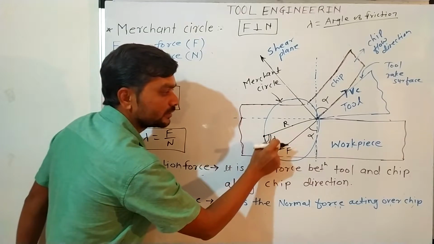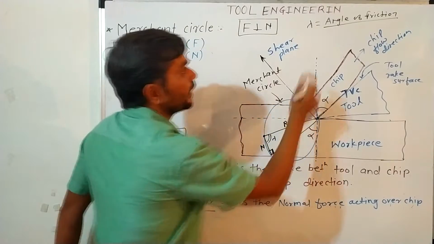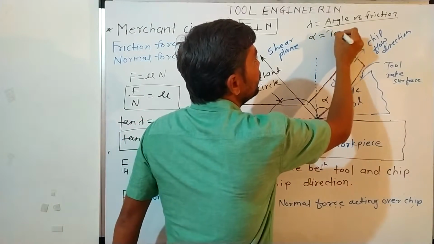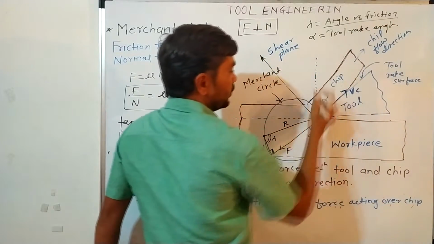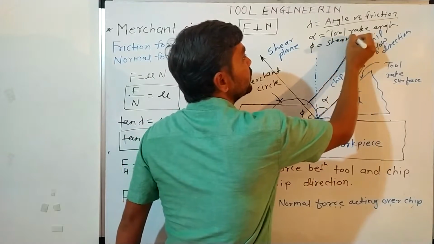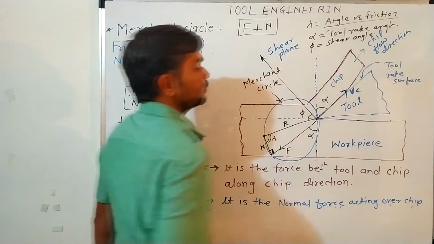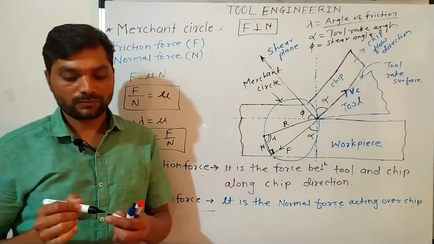So this angle represents the angle of friction. This angle represents our tool rake angle. Alpha represents the tool rake angle, and this represents phi, that is the shear angle. So this is about the second set of force, that is friction force and normal force.